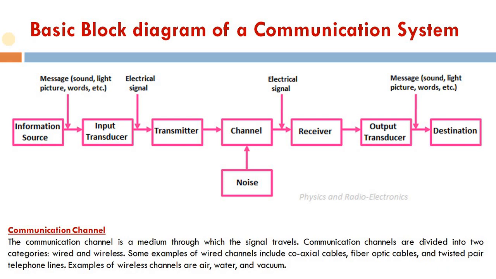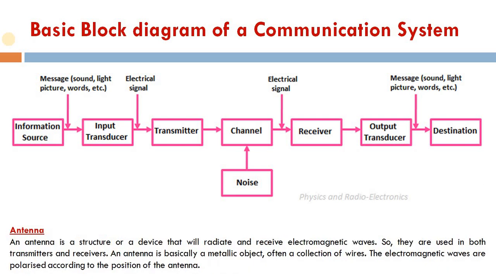The communication channel is a medium through which the signal travels. Communication channels are divided into two categories, wired and wireless. Some examples of wired channels include coaxial cables, fiber optic cables, and twisted pair telephone lines. Examples of wireless channels are air, water, and vacuum.